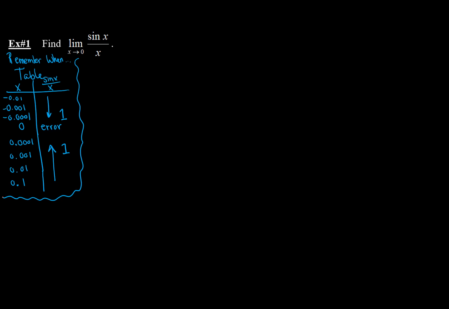Now we're going to use L'Hôpital's. The first thing we have to do for L'Hôpital's is plug and chug. So let's take a look. What's the sine of 0 over 0? Well, sine of 0 is 0, and 0 is 0. So this means we can use L'Hôpital's. So let's go ahead and do that.